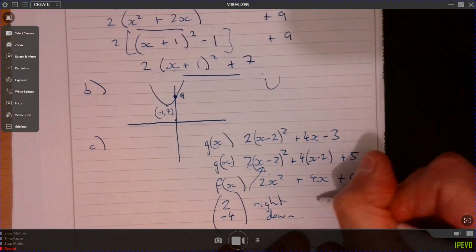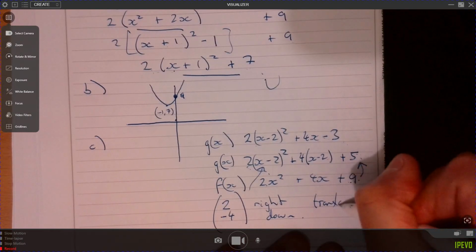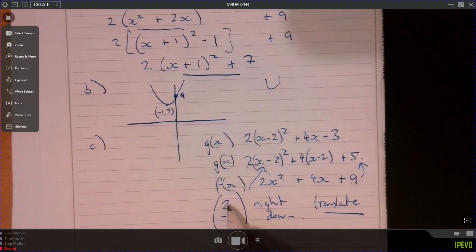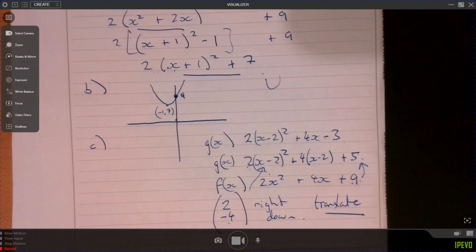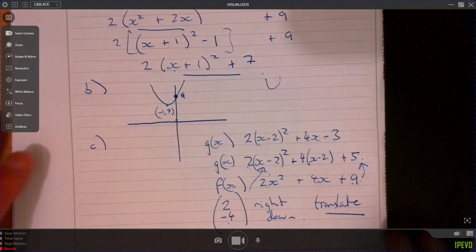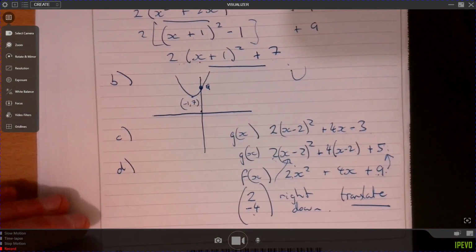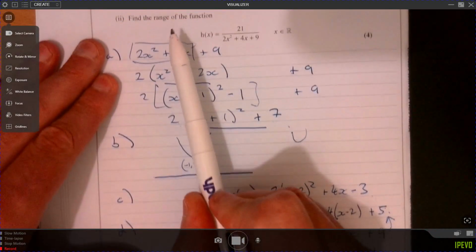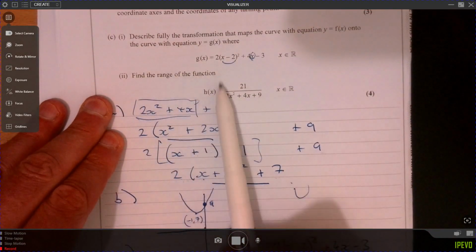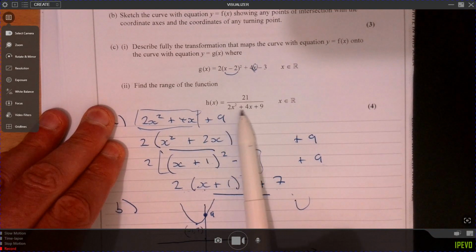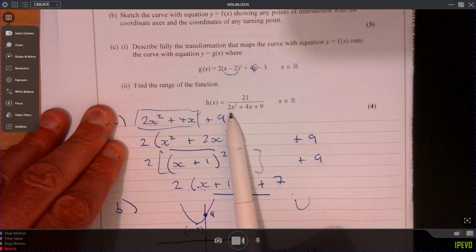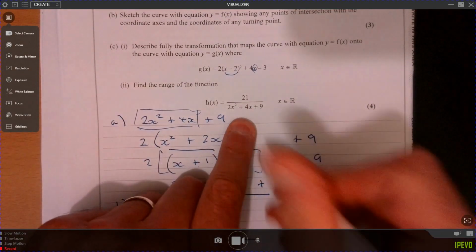So we're going to translate by this vector, 2, minus 4. Now, the last part of the question, I'll just squeeze it in over here for you. The last part says find the range of this function just here. Actually, I'll do it up here, it'll be easier.